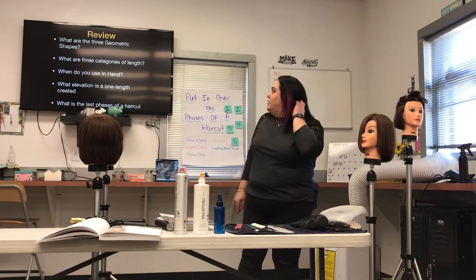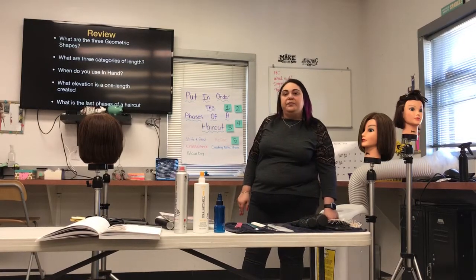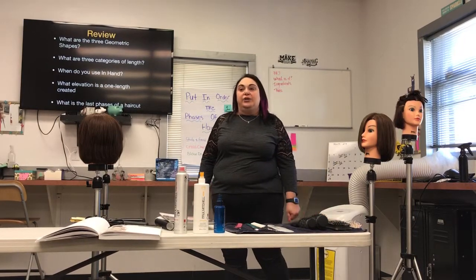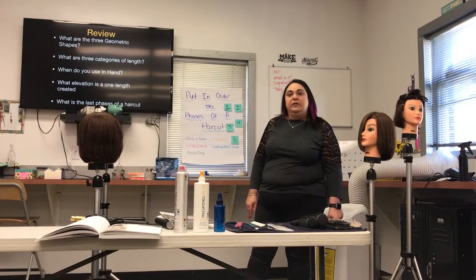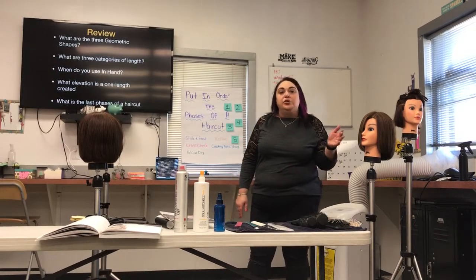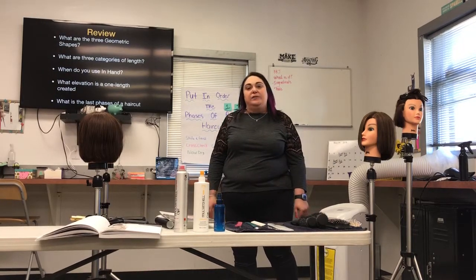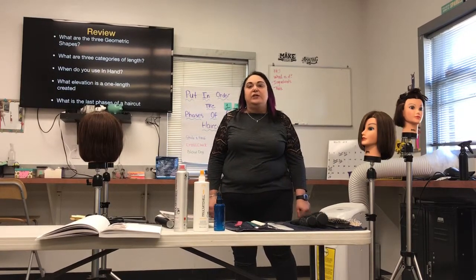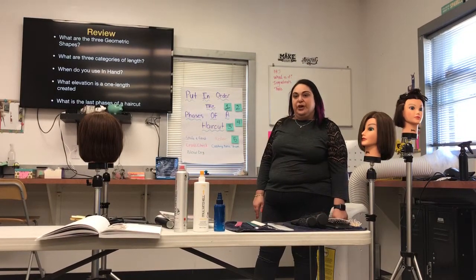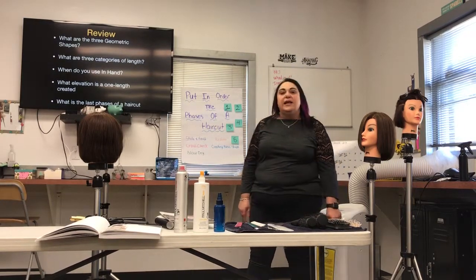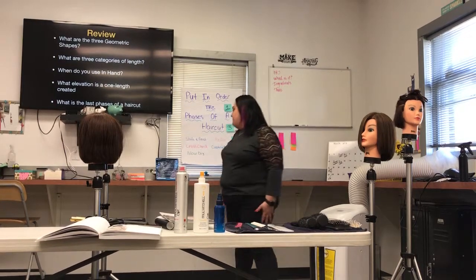All right, great. So we're going to review a little bit. What are the 3 geometric shapes? Paul, round, triangular, and square? Great. What are the 3 categories of length? Lacey, short, medium, and long? Perfect. When do you use in hand? For graduation? Right. What elevation is a 1 length created? A 0 degree? Perfect. What is the last phase of a haircut? Style and finish? Great. Good job, guys.